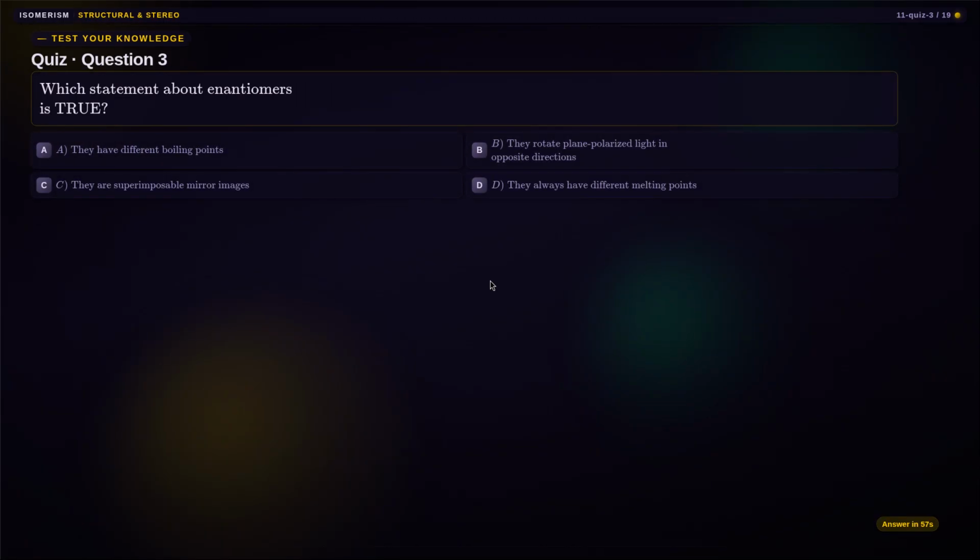Quiz question 3. Which statement about enantiomers is true? Option A, they have different boiling points. Option B, they rotate plane-polarized light in opposite directions. Option C, they are superimposable mirror images. Option D, they always have different melting points. Think about the defining property of enantiomers.